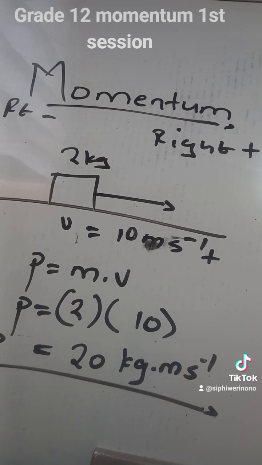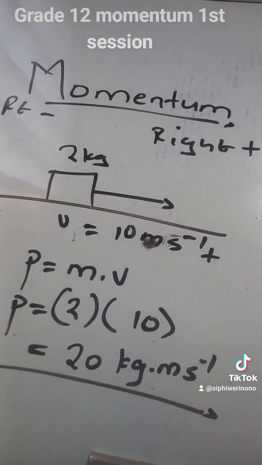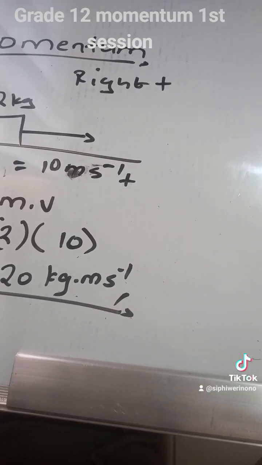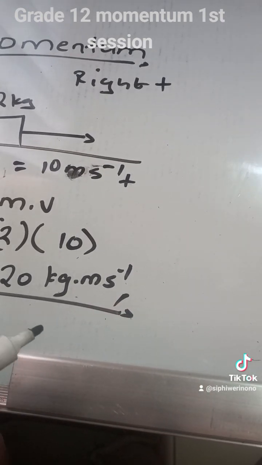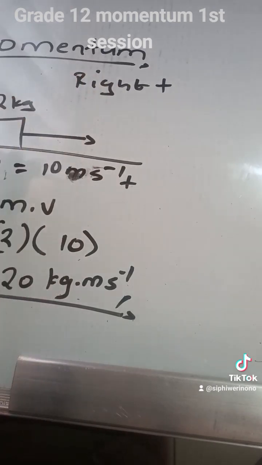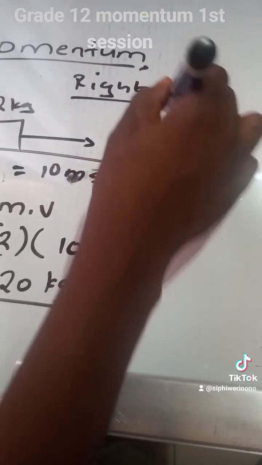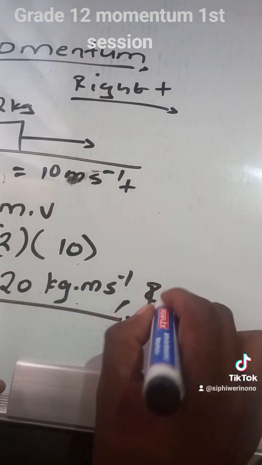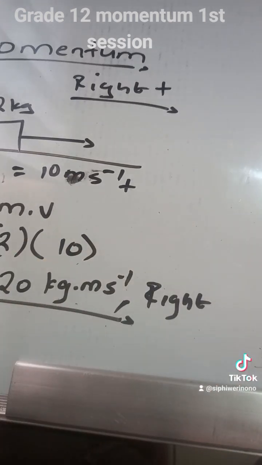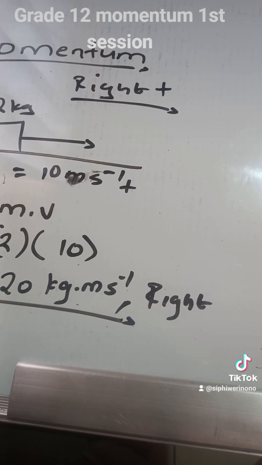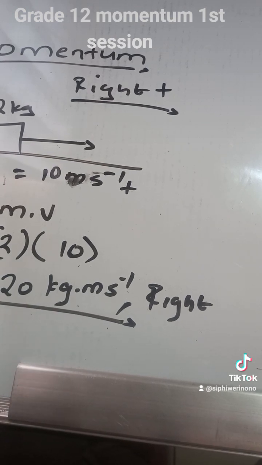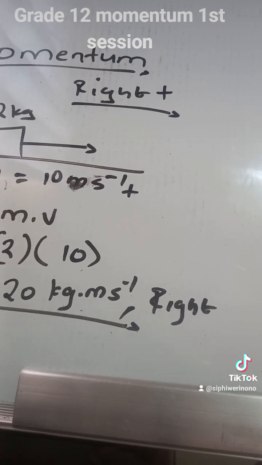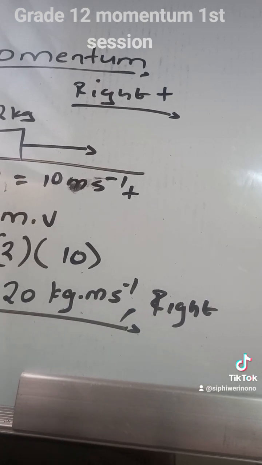I don't know if this makes sense. In this case, we are not yet done. You still need to consider the direction. Since my answer is positive, which side did I take to be positive? I took right to be positive. Therefore I'll say it's 20 kg meters per second to the right. This becomes a complete answer. So momentum is not only about the magnitude, but also about the direction. I think I tried to explain or simplify what momentum is.